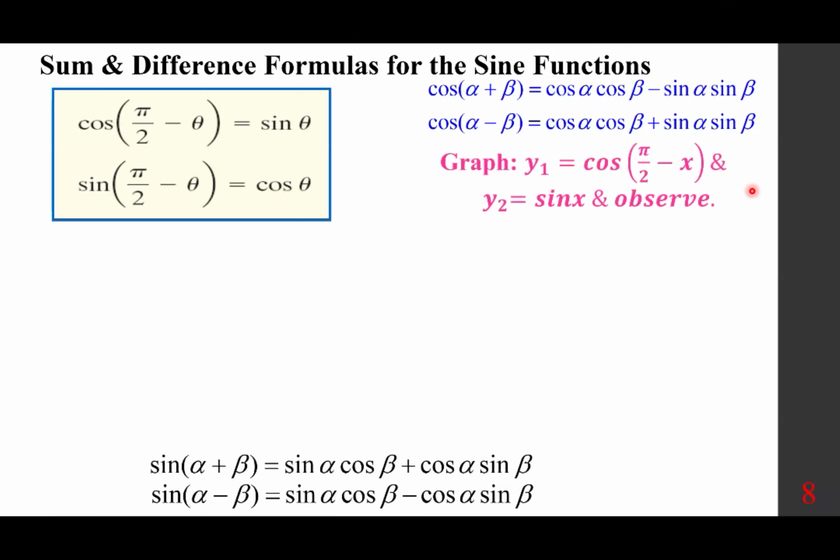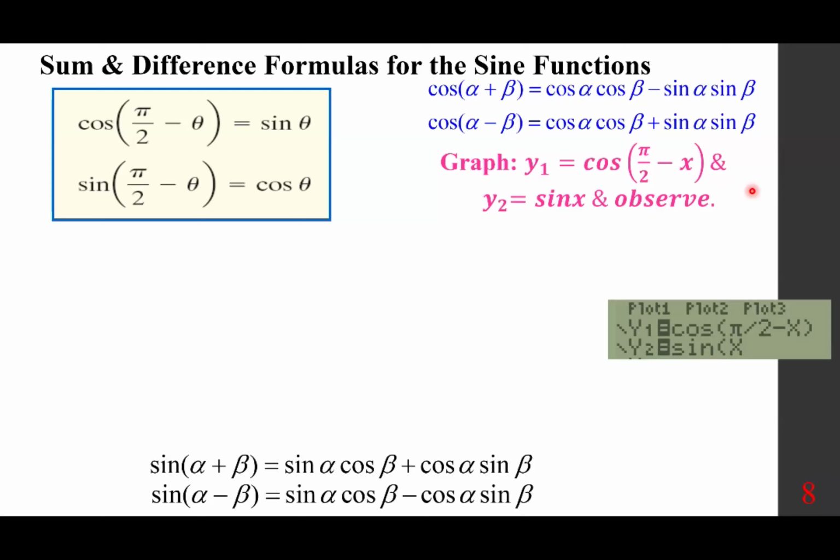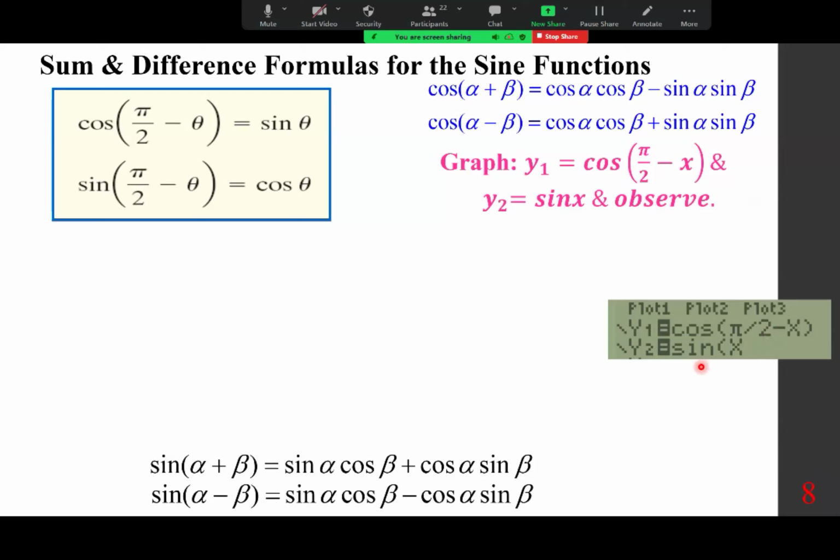Remember, they are considered co-functions, theta and pi over 2 minus theta. When two angles add up to 90 degrees or pi over 2, they are considered co-functions, and cosine is the same as sine, sine is the same as cosine, tangent is cotangent, and so forth. So basically, on a graphing calculator, y1 is cosine of pi over 2 minus x, and y2 is sine x, and you just see one graph. That is actually the proof from a calculator.